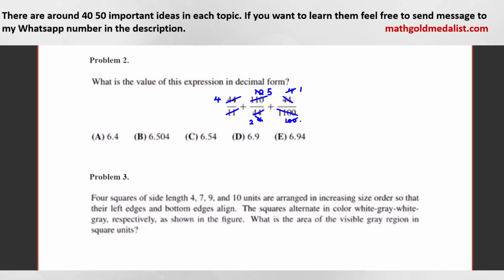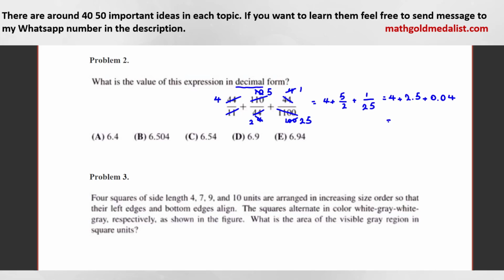And here, it will be what? It will be 25. So, we have 4 plus 5 over 2 plus 1 over 25. It says decimal form. So it will be 4 plus 2.5 plus 1 over 25. We can multiply by 4. Or we can write it like this, 4 over 100.